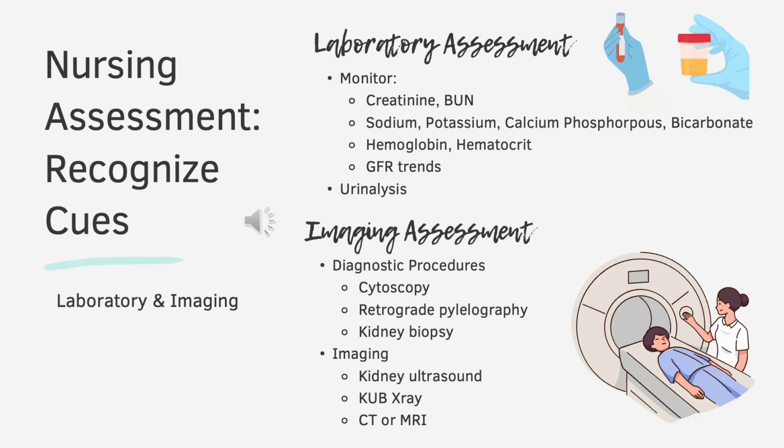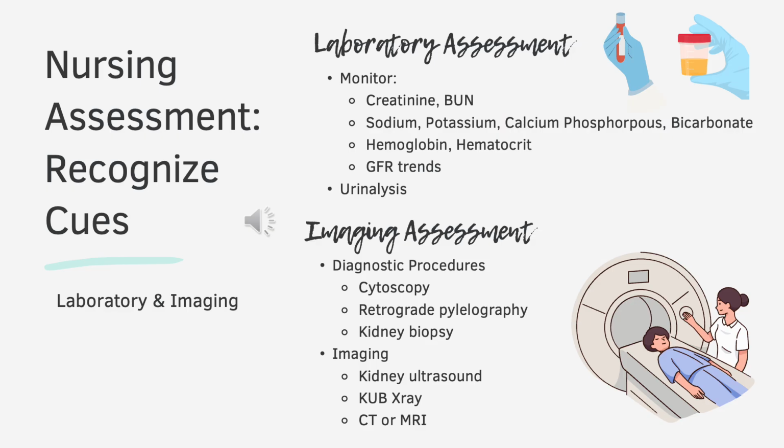All right, so the last part of our nursing assessment, we're going to discuss the lab and imaging assessments that are used in chronic kidney disease. So starting with our lab assessments. With CKD, we see significant changes in a variety of lab values, so careful monitoring is very important. For our blood tests, we need to assess the creatinine and the BUN. We also need to look at electrolytes like sodium, potassium, calcium, phosphorus, and bicarbonate, as well as hemoglobin and hematocrit levels, and we've discussed how all of these different things can be impacted through our patho review.